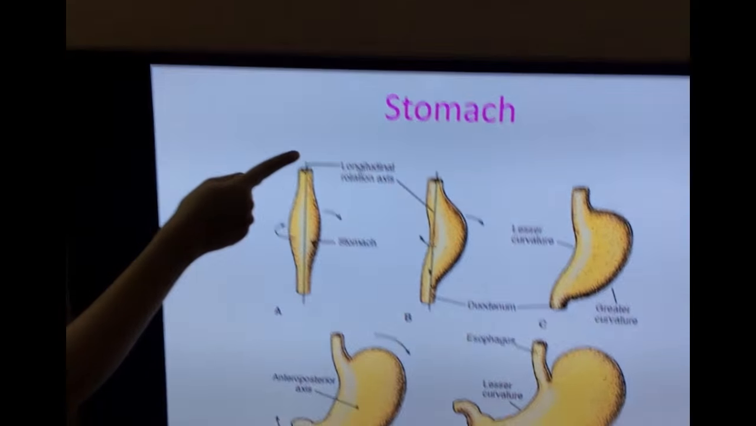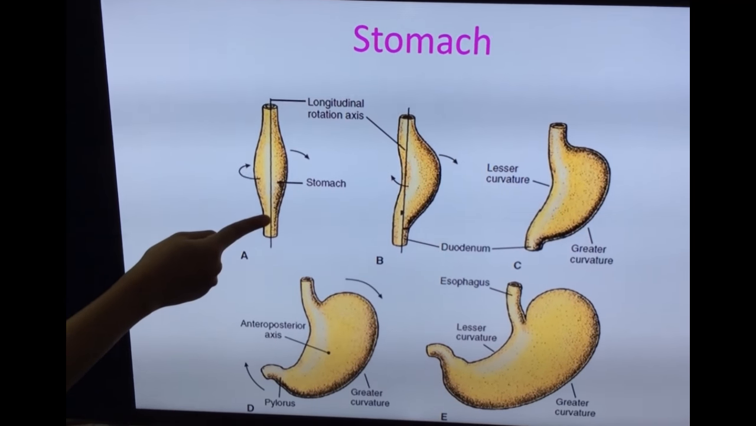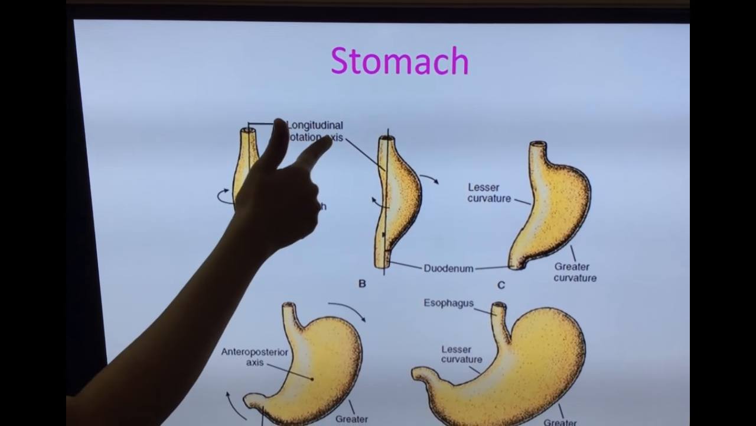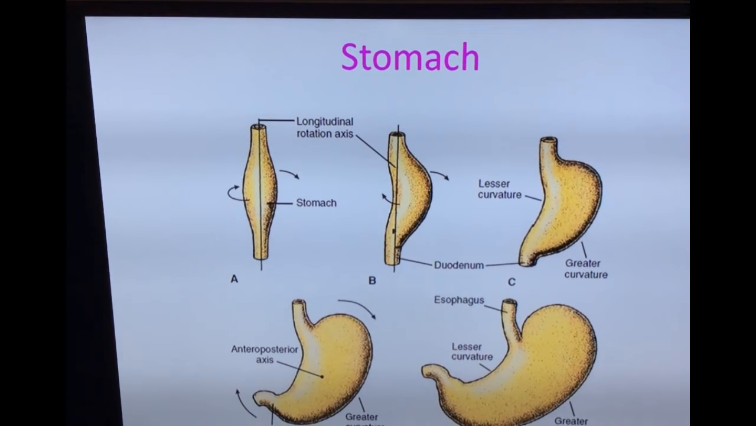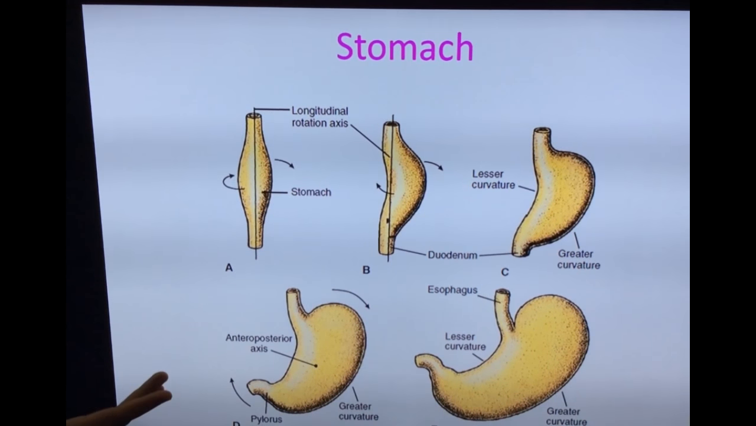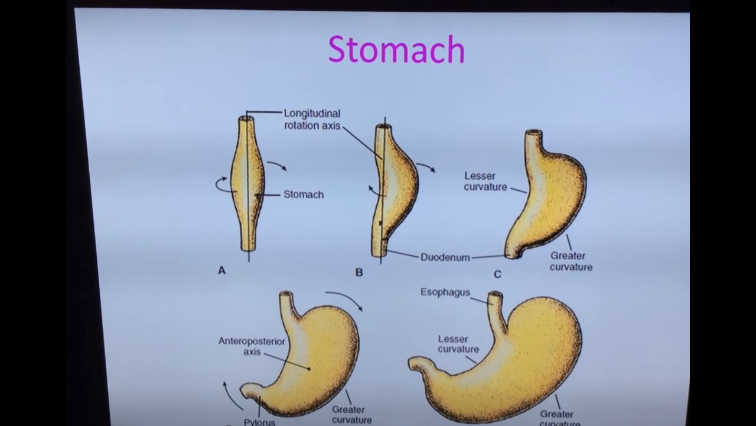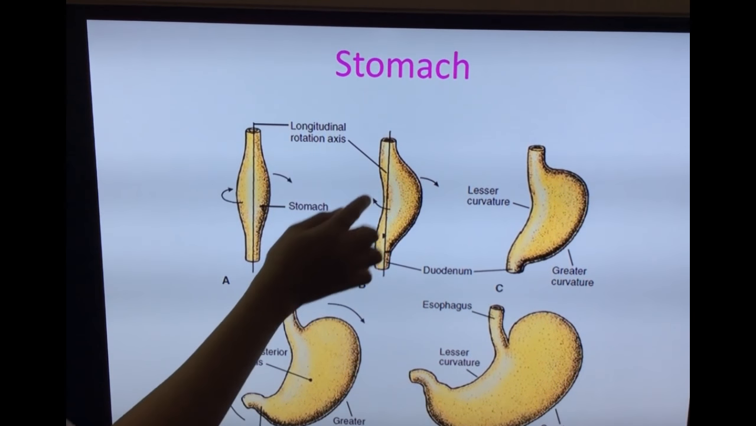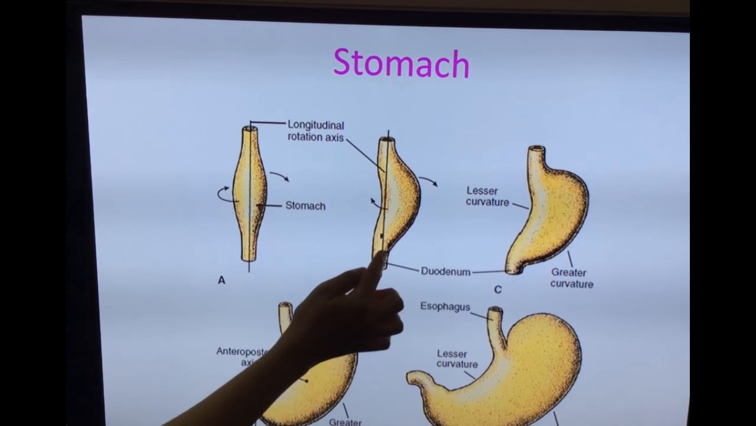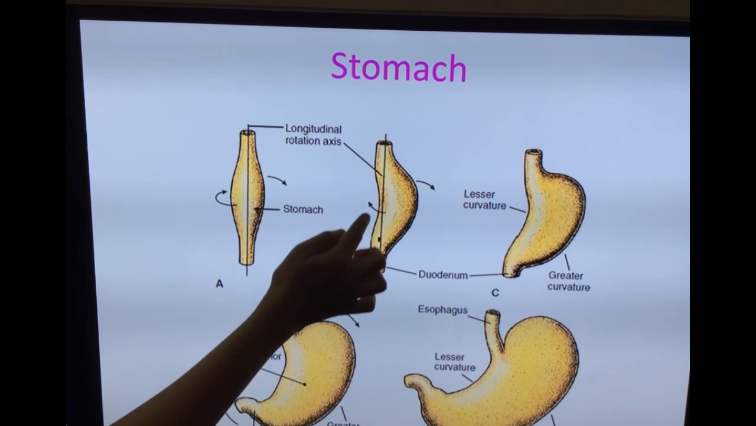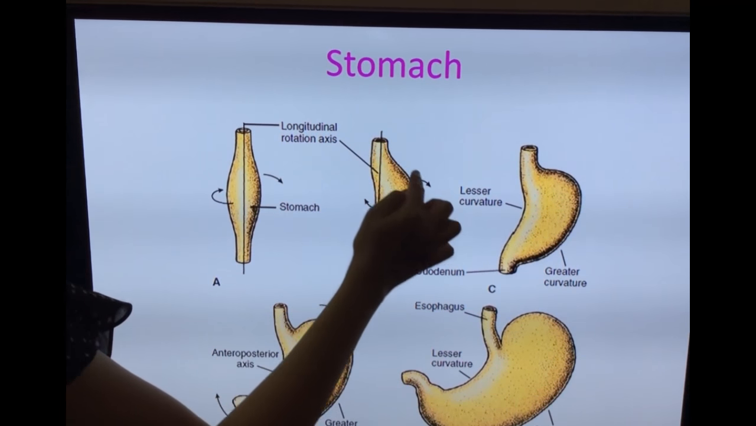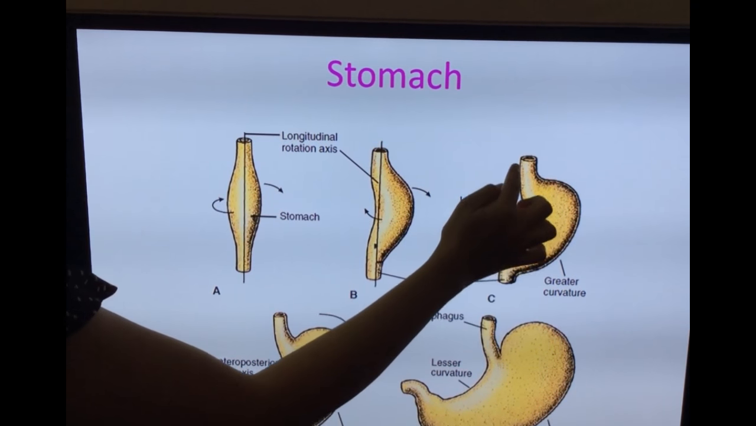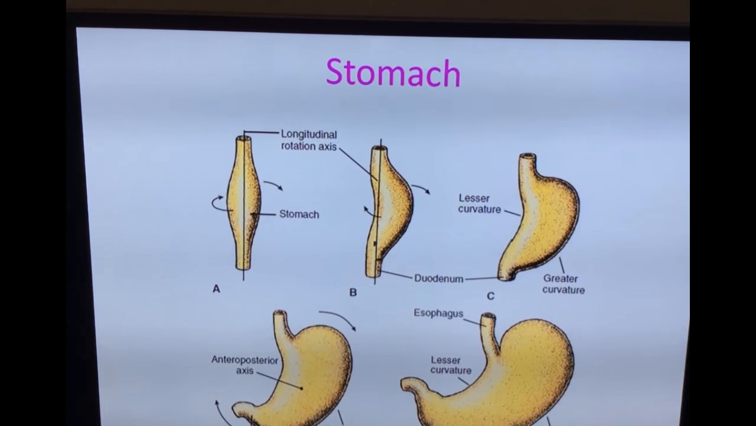So this was a fusiform dilatation initially. Due to the rotation on the longitudinal axis, the stomach rotates 90-degree clockwise, where the left side becomes the anterior wall and the right side becomes the posterior wall, and the original posterior wall grows faster compared to the original anterior wall. So there will be formation of greater curvature on the left side and lesser curvature on the right side.